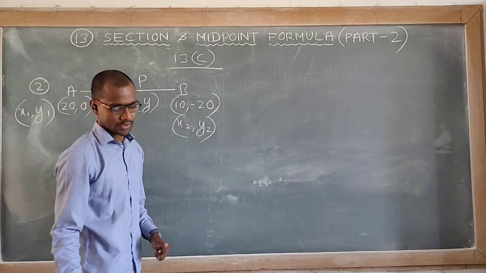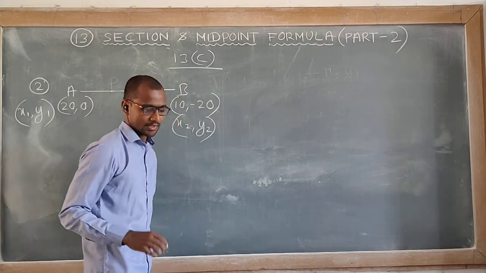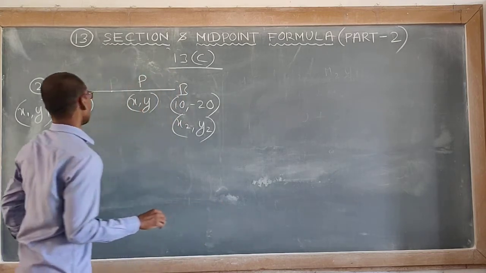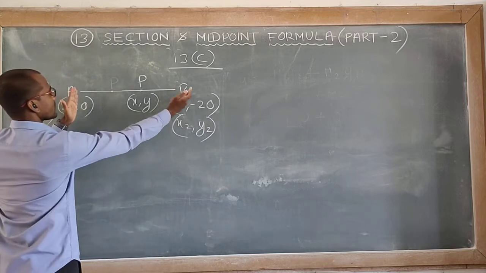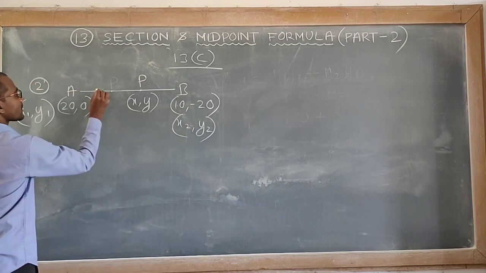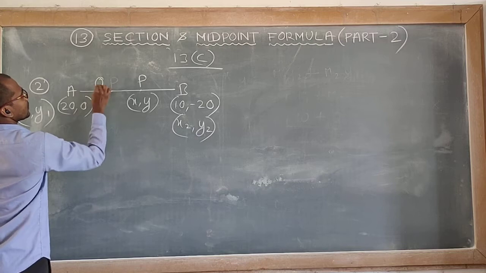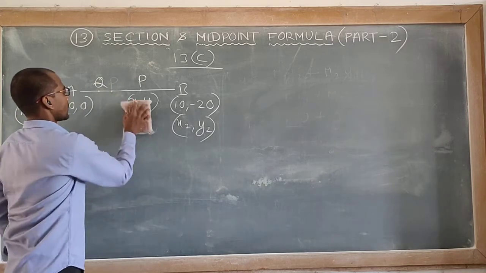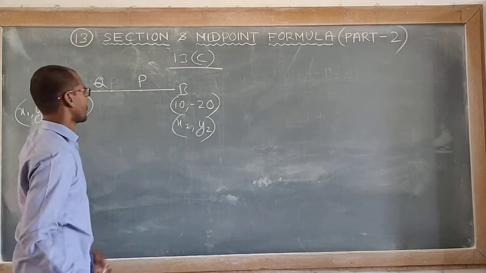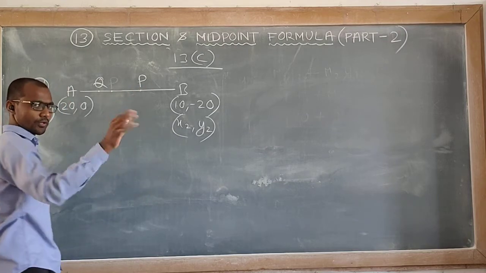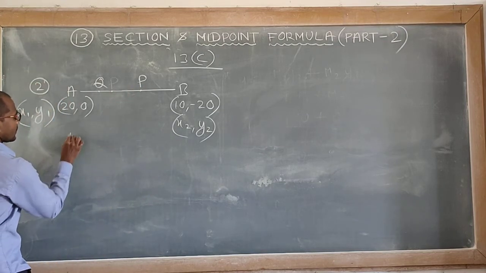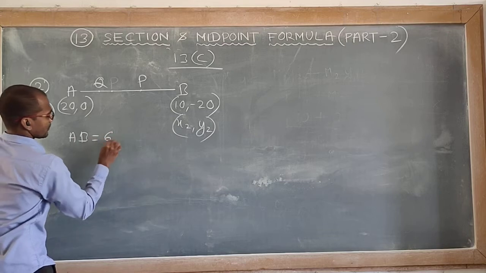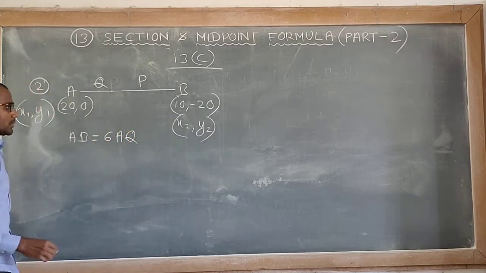We have to take one more point Q in AB such that AB is equal to 6AQ. So Q must be somewhere here. Suppose this is Q. Now forget P, already you have got the coordinates of P. AB is equal to 6AQ.